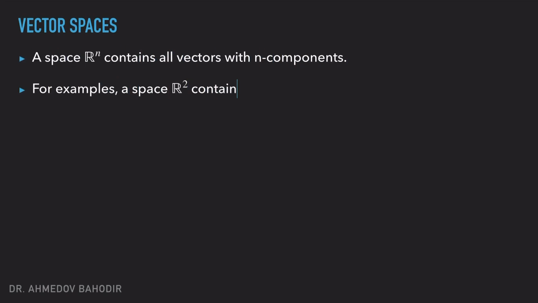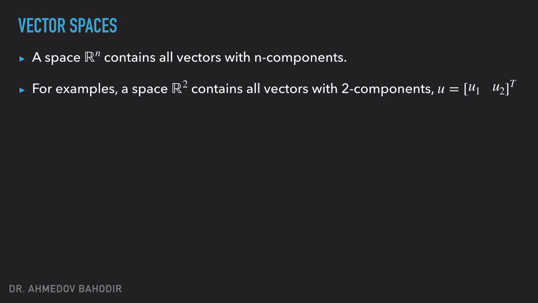The set of all n-dimensional vectors is called the Rn space. For example, the set of all two-dimensional vectors is called the R2 space, and the set of all three-dimensional vectors is called the R3 space. What do I mean by the two-dimensional or the three-dimensional space? I just mean vectors with two components or three components.